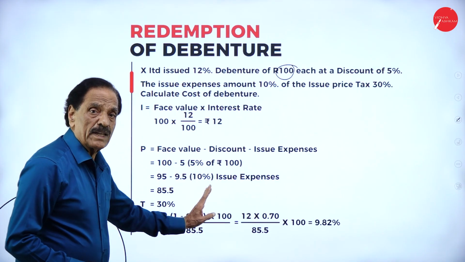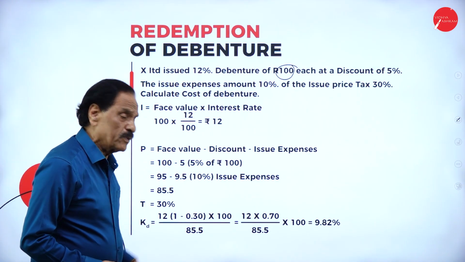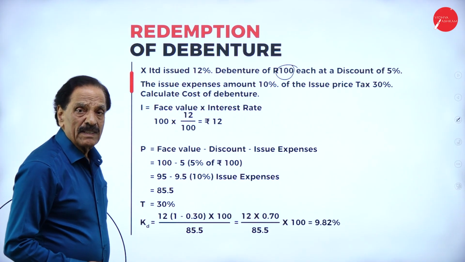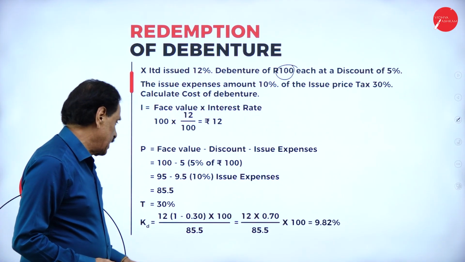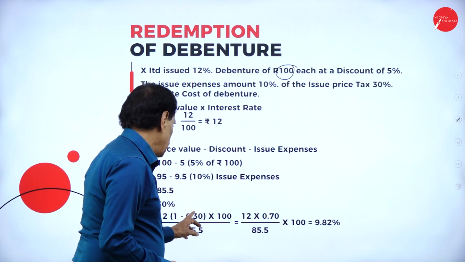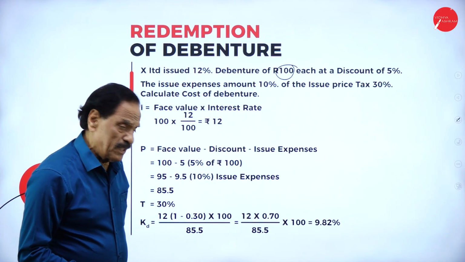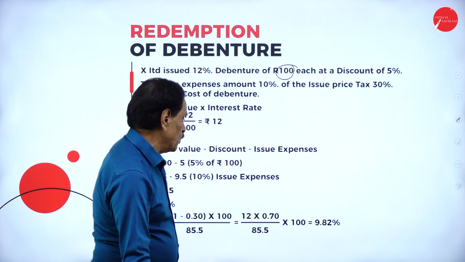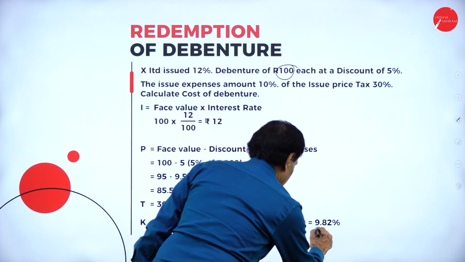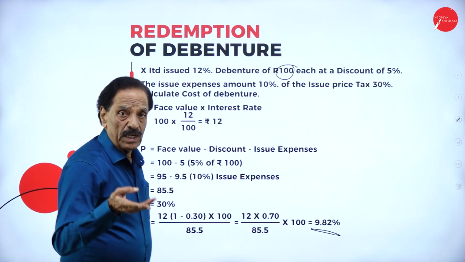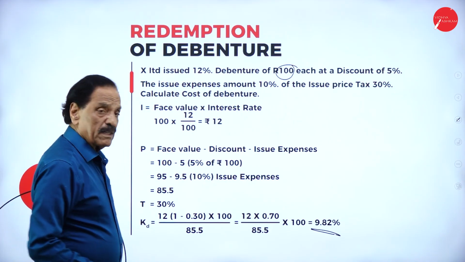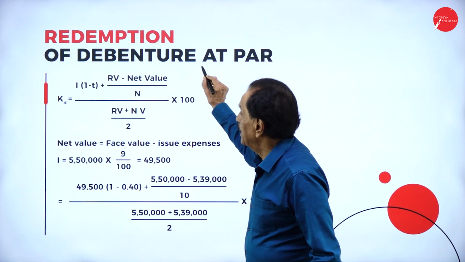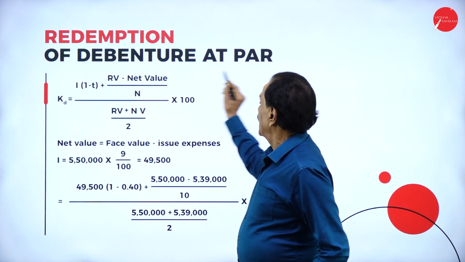KD is I into 1 minus T divided by market price into 100. 12 into 1 minus 0.30 divided by 85.5 into 100. 1 minus 0.30 is 0.70 divided by 85.5 into 100. It works out 9.82 percentage. So this is irredeemable debt. Then we'll go to redemption of debenture at par.